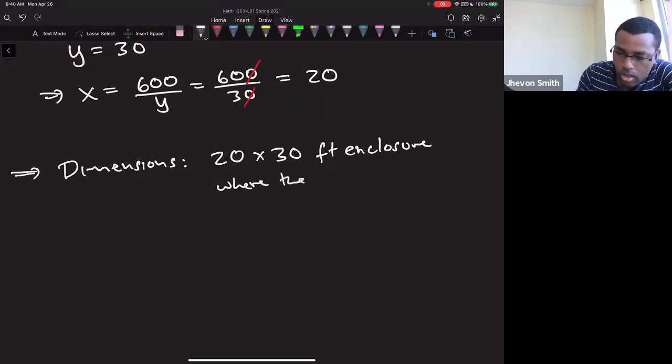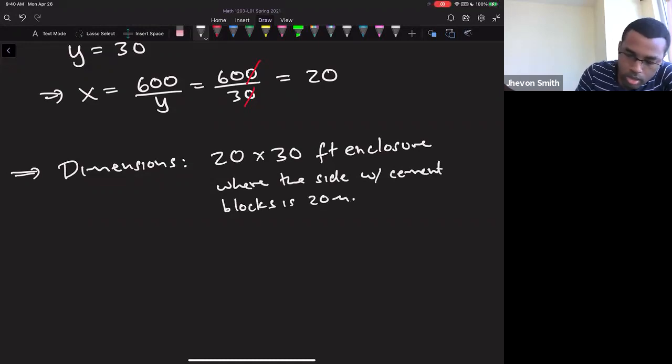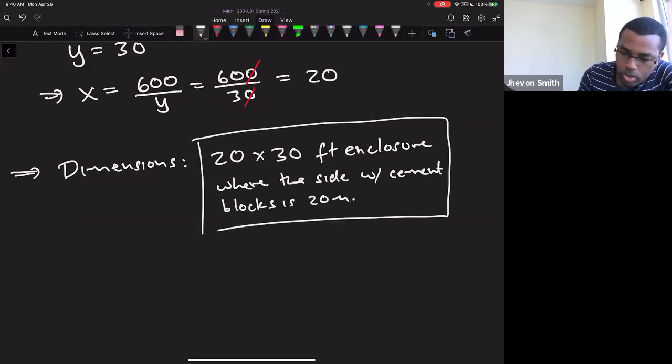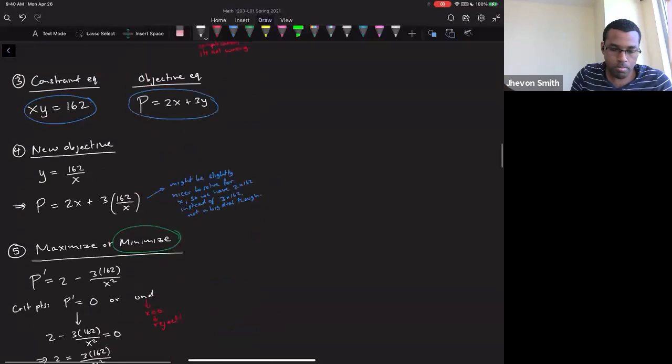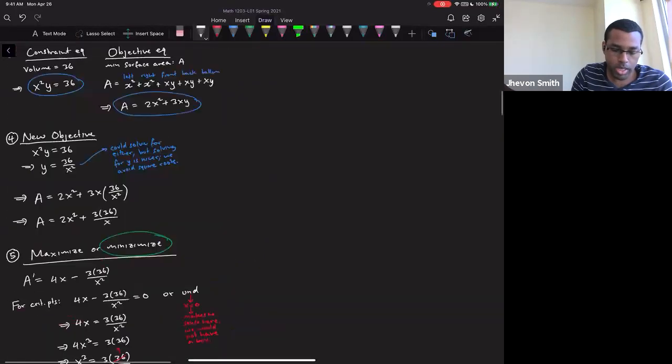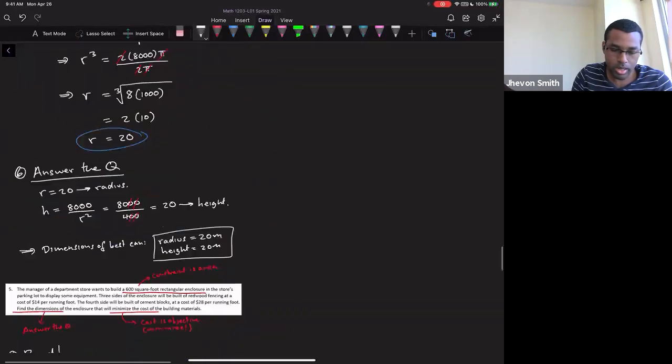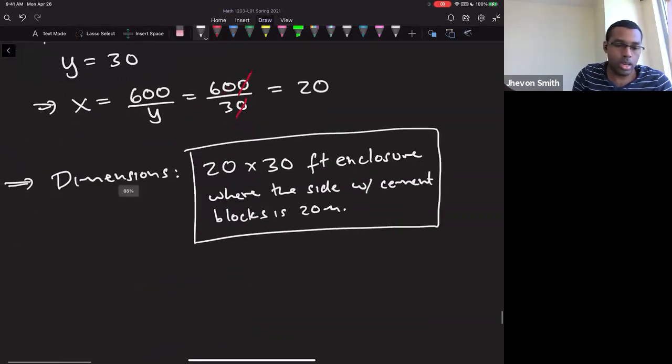where the side with cement blocks is 20 meters. So I gave you the dimensions and I told you where you want to put the blocks. And there we go. That is that. That is optimization. I did a lot of examples there because I just want you to get used to the process.